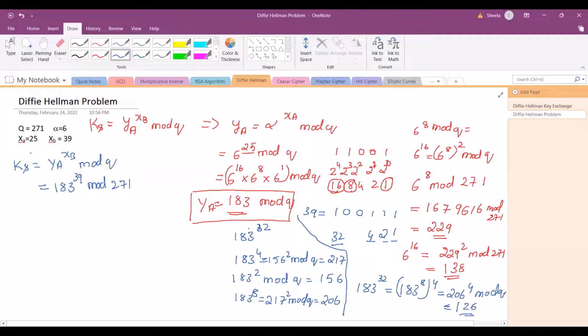Okay. So now I can express Ks is equal to 183 to the power of 32 into 183 to the power of 4 into 183 square into 183 mod q, because we know that we can express 39 as 32 plus 4 plus 2 plus 1. So I consider this product. Now I can write this as 126, that is 183 to the power of 32, and 183 to the power of 4 is 217, and 183 square is 156, into the next 183 mod q.